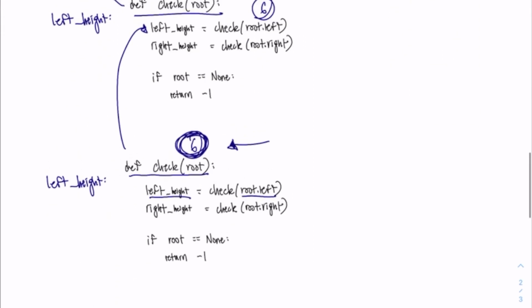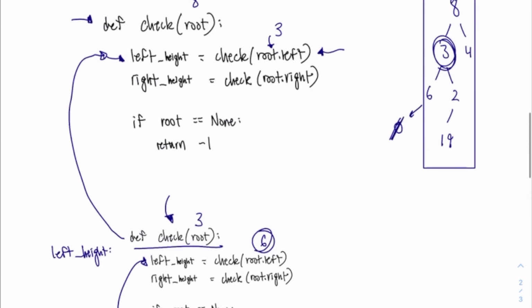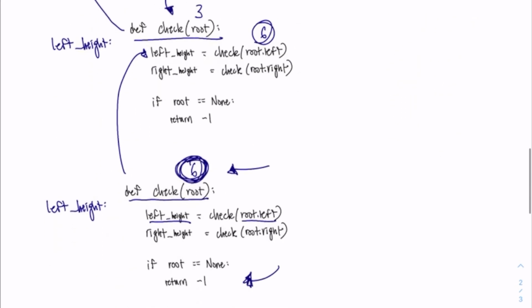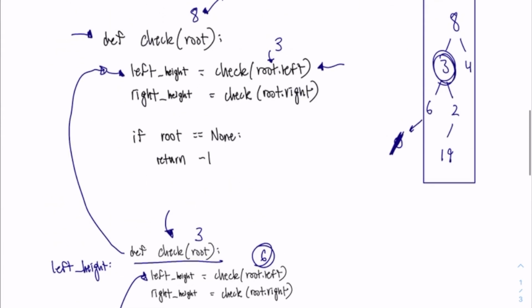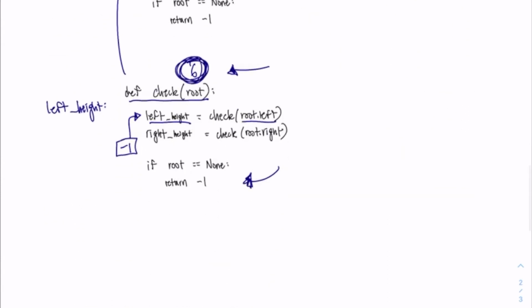And because there's nothing here, we can actually run this statement, which says if root equals none, we return -1. So root.left is none, and because of that, we can say that left height is finally equal to -1. So left height is now -1 at this point because it's none. Now that we have -1 defined to be left height, we can finally move on and look at right height.